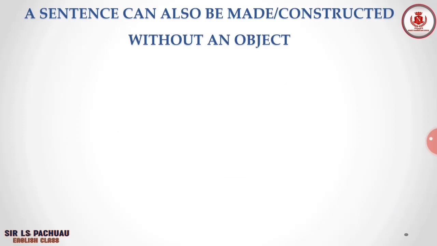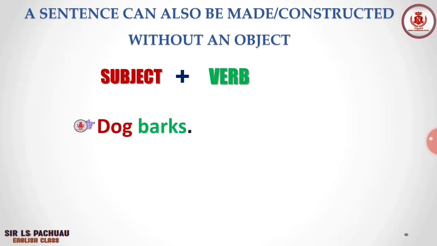And a sentence can also be made or constructed without an object. Here, like I said in the previous slide, we can construct a sentence without an object, right? Meaning we can make a sentence with subject and verb only. Here, let's see some examples. Dog barks. It's a complete sentence here. Dog barks, and dog is the subject and barks is the verb, and it is a complete sentence. We don't have an object here.